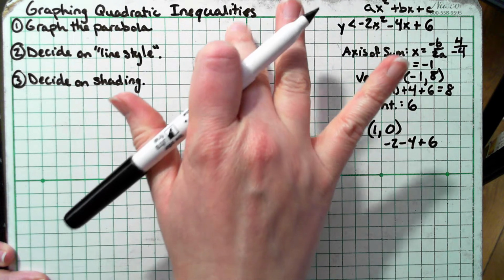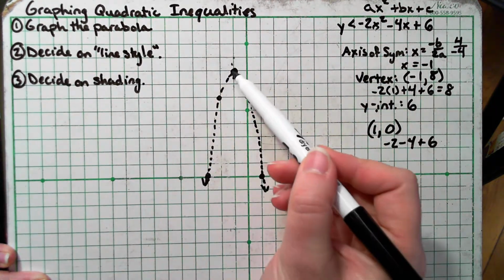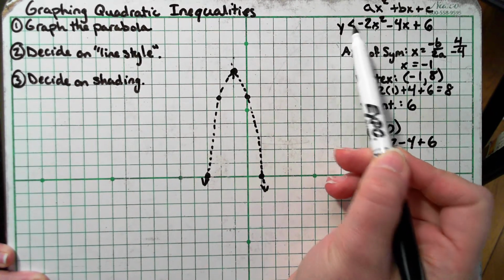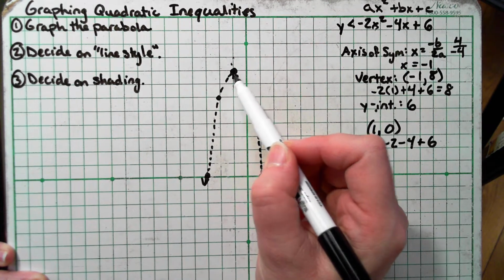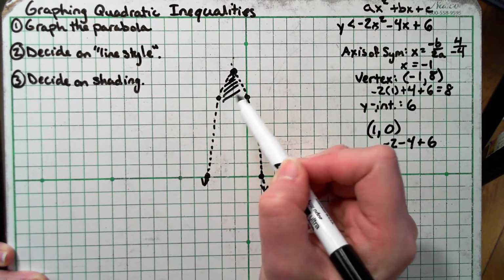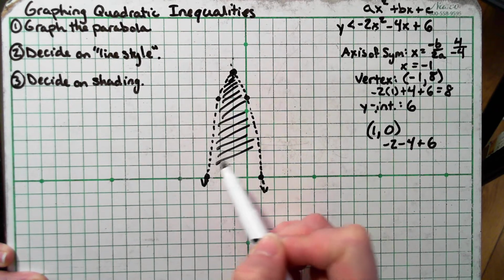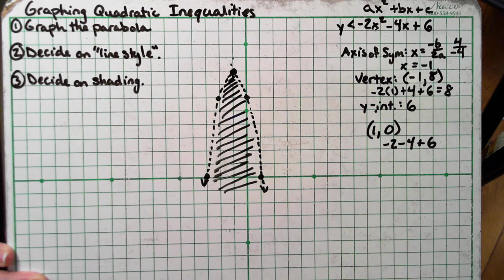The way I decide on shading, I start at the vertex, and then I check to see what it says. It says y is less than this. So less than means go down from the vertex. And you might end up inside the parabola. You might end up outside the parabola. Okay, so this is my shaded portion right there.